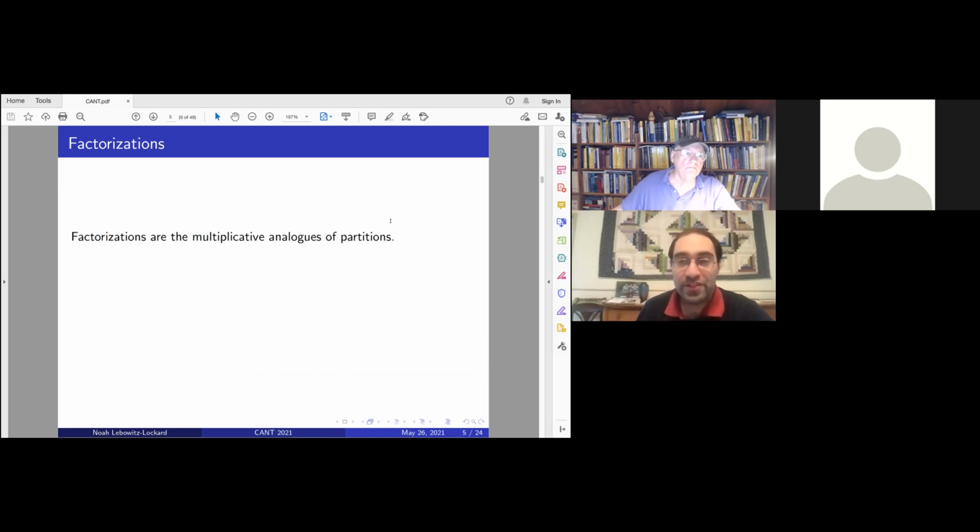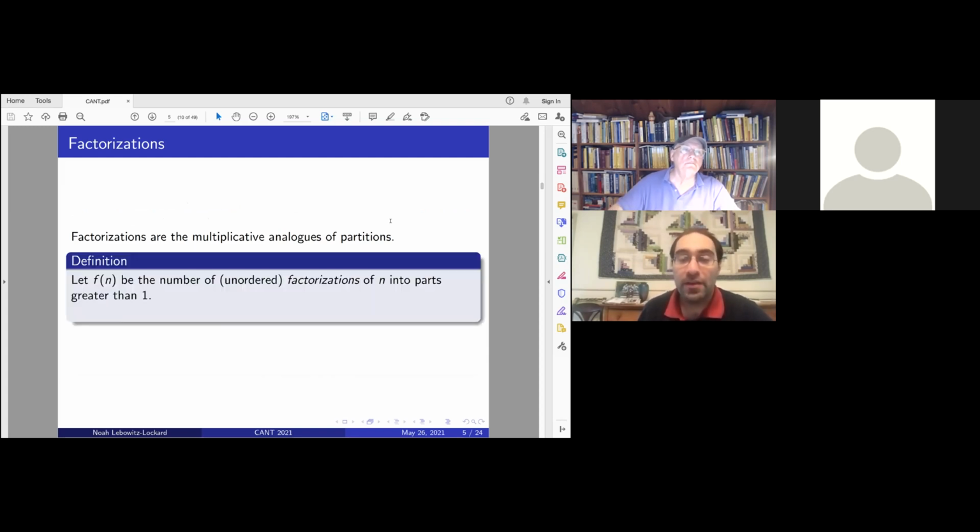And now we can generalize this to factorizations. So a factorization is just the multiplicative analog of a partition. So I'm going to let f of n be the number of unordered factorizations of n into parts greater than 1. And capital F of n is the number of such factorizations into distinct parts. We have to specify parts greater than 1 because otherwise we could just multiply by as many ones as we want. And so in that case, little f and big F would both be infinite, which would make them useless. So we have to specify greater than 1 in order to actually have useful functions that we can use.